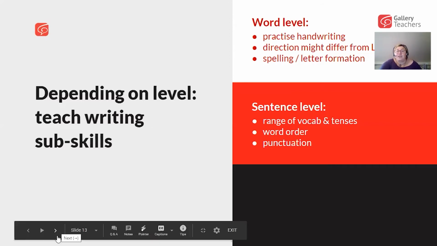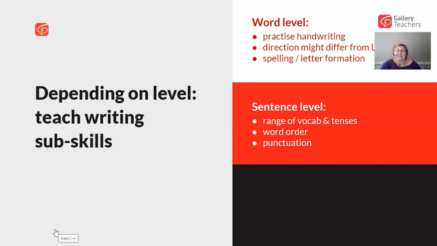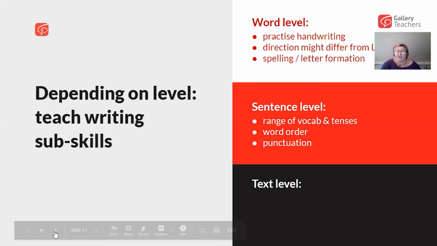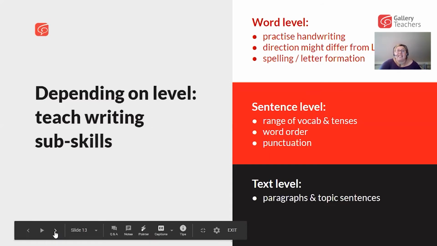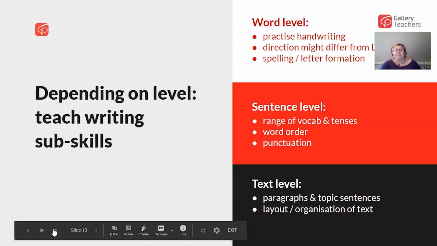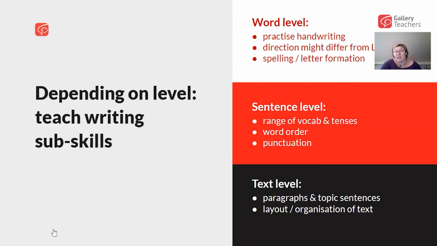And then if we want the students to work up to writing exams where they're going to be doing essays or reports or articles, they need to be able to put sentences together in order to form texts. So they're going to need to understand about what a paragraph is, and therefore how to write a topic sentence to introduce a paragraph. They need to understand about register and genre. So the way that we might write a blog, for example, is different from the way that we might write a report. A newspaper article might have a different style from an email that you're writing to your friend.